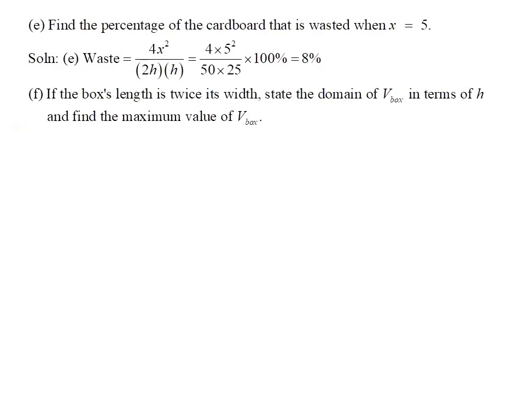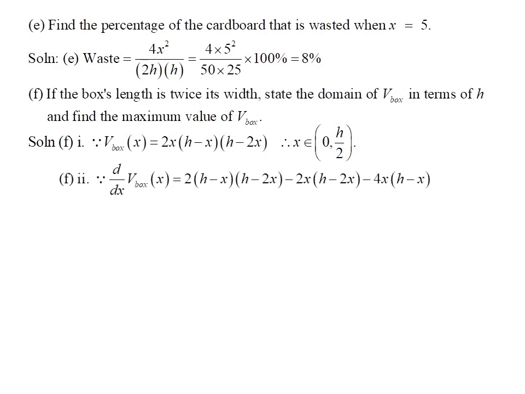If the length of the box is twice its width, part F is asking to state the domain of VBox in terms of h and then find the maximum value of VBox. Since VBox equals 2x times (h minus x) times (h minus 2x), where x is within the open interval from 0 to h over 2.